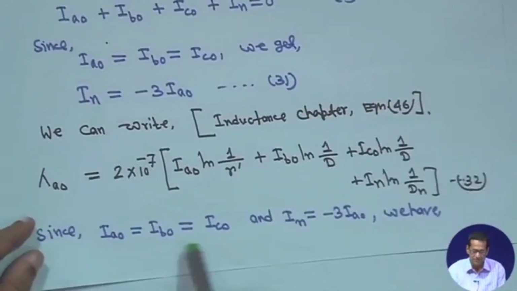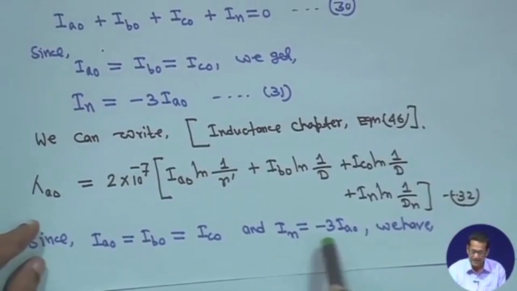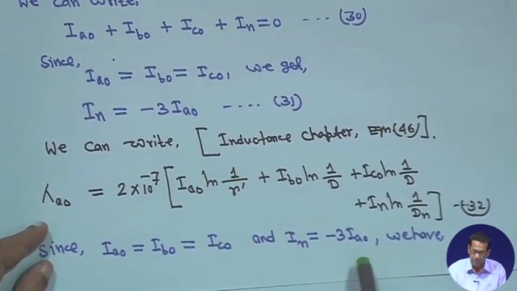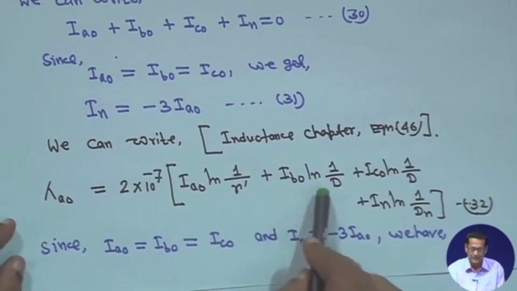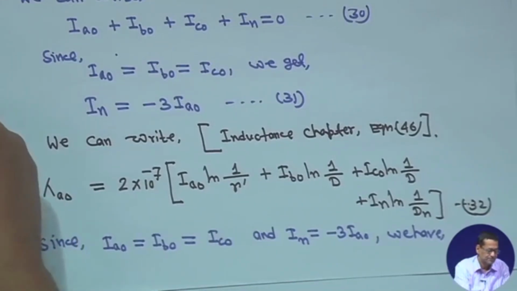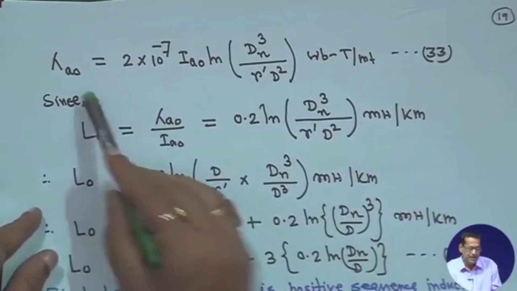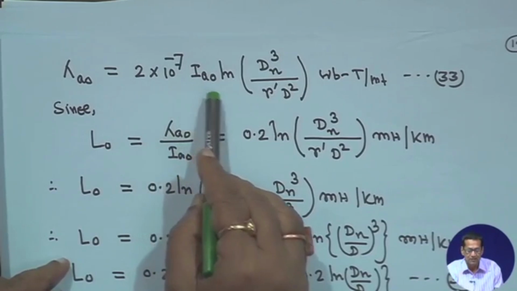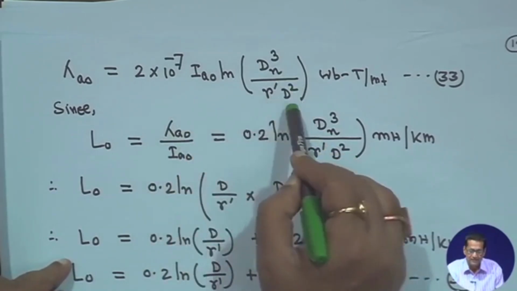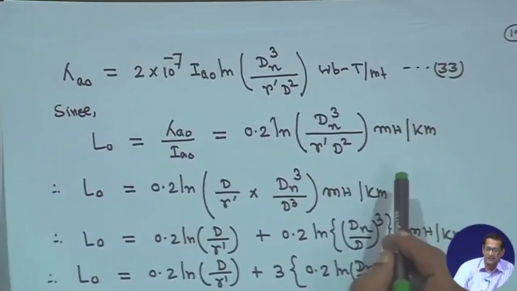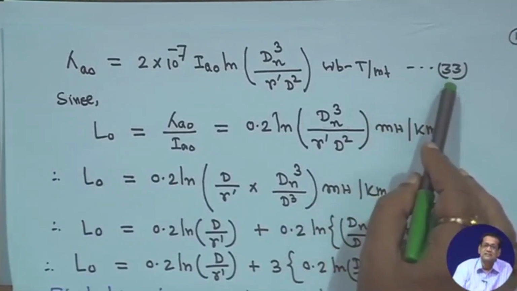Since I_A0 = I_B0 = I_C0 and I_N = -3 I_A0, as we have seen in equation 31, you put all these things here. If you do so, you will get lambda_A0 = 2 × 10^-7 I_A0 ln (d_n^3 / (r' d^2)) Weber per meter, because we have considered only 1 meter length of the transmission line. So, this is equation 33.